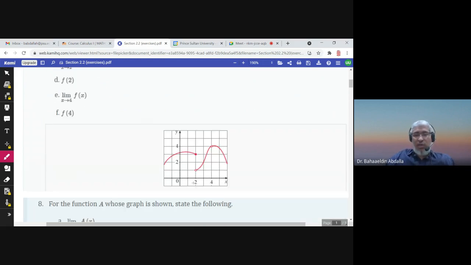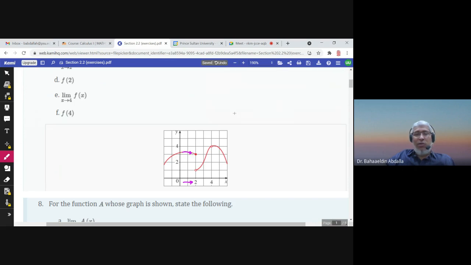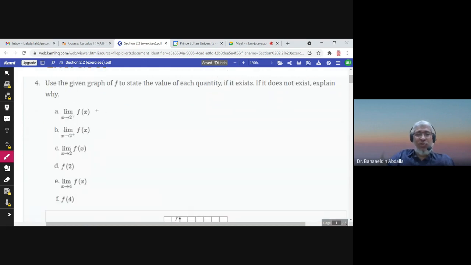Well, this is x equals 2. If we approach 2 from the left, look at the function. The function is approaching 3. So the limit of f of x when x approaches 2 from the left is 3.